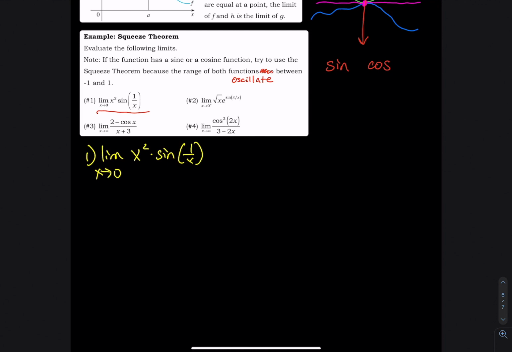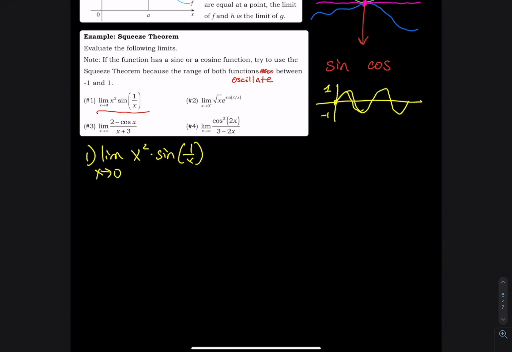What is oscillate? Oscillate is bouncing. So what is the graph of sine? The graph of sine looks like this, right? Starting at the origin and then going up and down, that is 1 period. And then up and down again, that is another period. So sine and cosine are both bouncing between -1 and 1. y equals 1, y equals -1. It's going up and down, up and down, up and down. It's bouncing between -1 and 1.